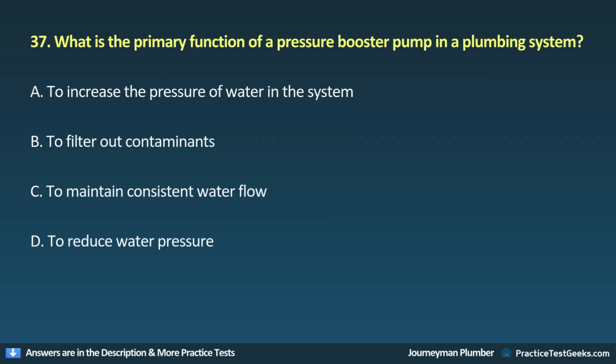37. What is the primary function of a pressure booster pump in a plumbing system? A. To increase the pressure of water in the system. B. To filter out contaminants. C. To maintain consistent water flow. D. To reduce water pressure.